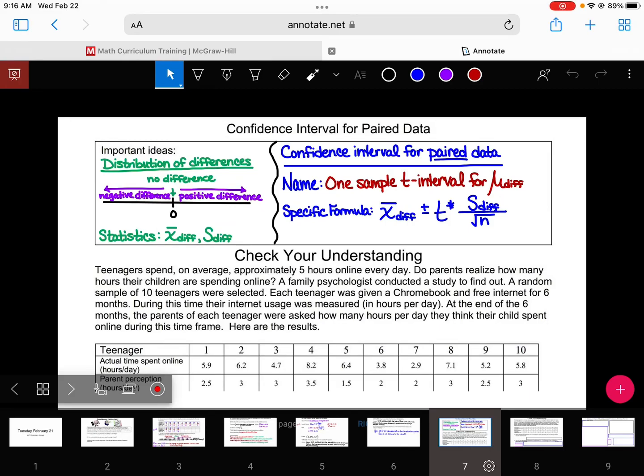All right. Oh, my board decided to shut itself off. That's lovely. There we go.